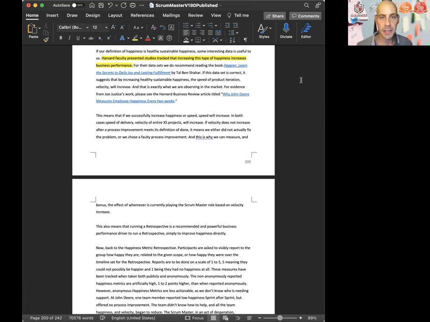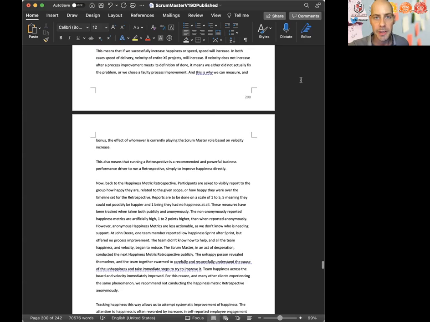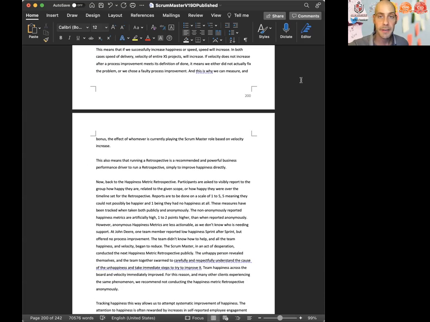For evidence from Joe Justice's work, please see the Harvard Business Review article titled Why John Deere Measures Employee Happiness Every 2 Weeks. This means that if we successfully increase happiness, speed will increase. In both cases, speed of delivery, velocity of entire extra small projects, will increase. If velocity does not increase after a process improvement meets its definition of done, it means we either did not actually fix the problem or we chose a faulty process improvement.